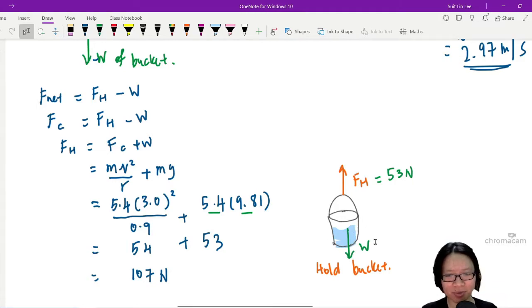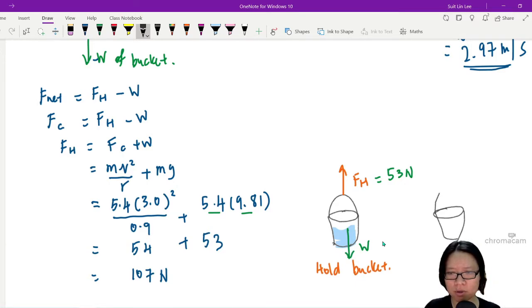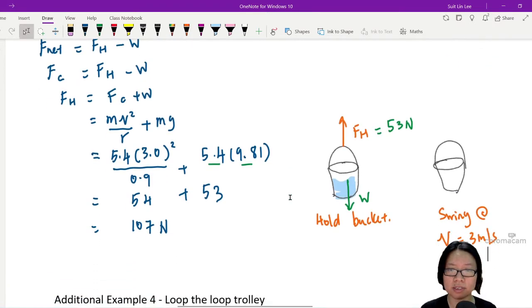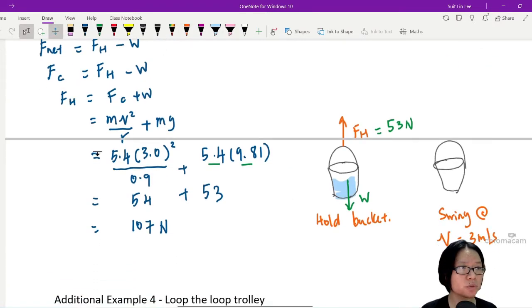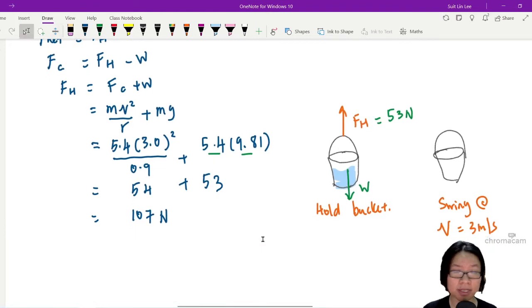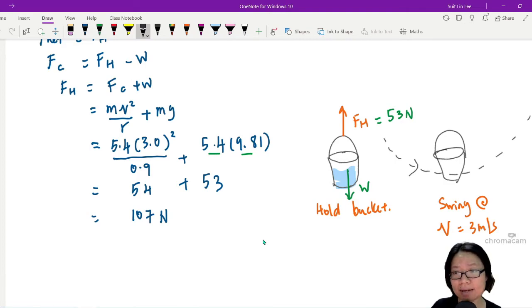So here when you hold the bucket, it's like this. Whereas if you swing the bucket, I'm going to draw the bucket again. That one was hold. This is swing at velocity 3 meter per second. I'm going to scroll out a bit so you can see. If we swing the bucket at 3 meter per second, in a vertical circle like that, then this force on the hand becomes big. 107 Newton. Wow, no wonder Miss Ellie looked very tired.